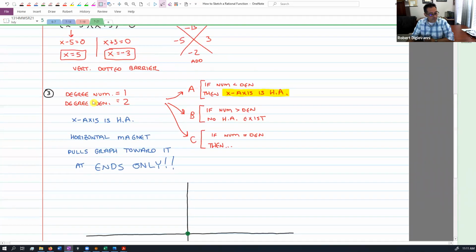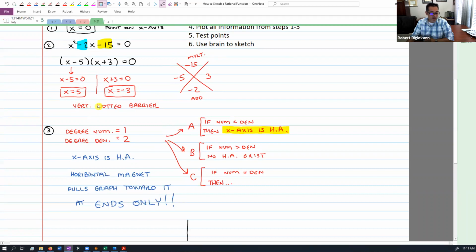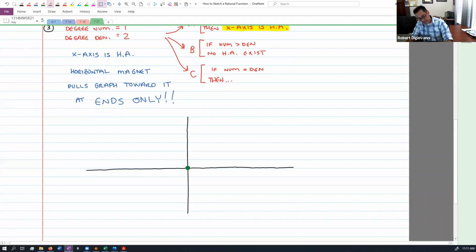The next thing I know from step 2 is that I have 2 vertical dotted barriers that I need to draw at X equals 5 and -3. So these are not part of the graph. They are just to help you draw the graph. So I'm going to go to 5 and -3, and I'm just eyeballing about where those numbers are. And I'm going to draw vertical dotted lines. And again, these are not part of my graph. They're just going to help me draw the graph. And I just have to remember when I draw the graph, those barriers are going to force my graph to either go up or down.